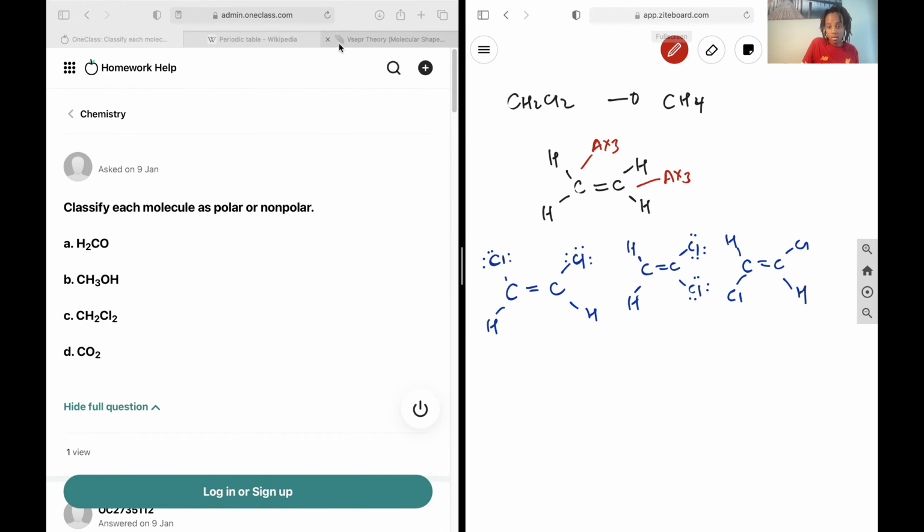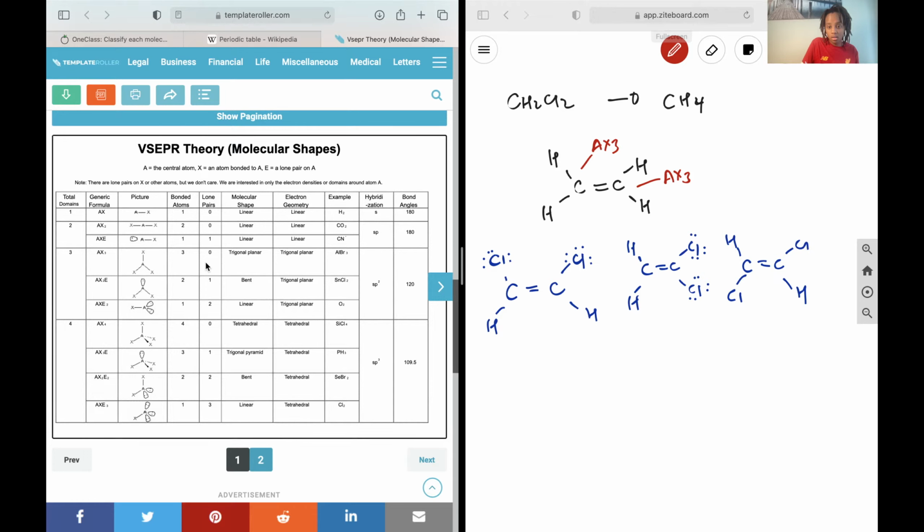And so when you go to the VSEPR chart, AX3, 3 bonded atoms, 0 lone pairs, and so it's going to be trigonal planar. And you can see that this side is trigonal planar and this side is also trigonal planar, so the two add up to look like that. Sorry, let's put our valence electrons around the chlorines. Okay, and then now that we have the geometry, let's go about the dipoles. So we have a dipole pointing that way.